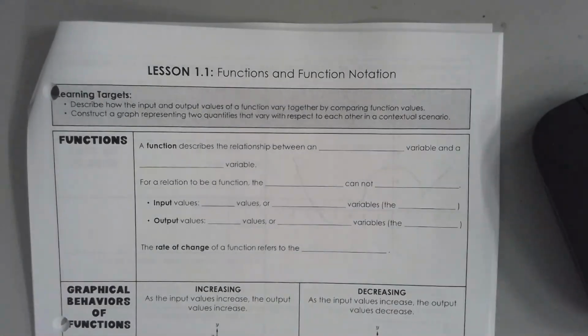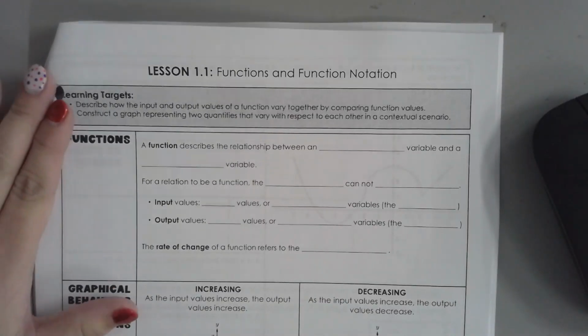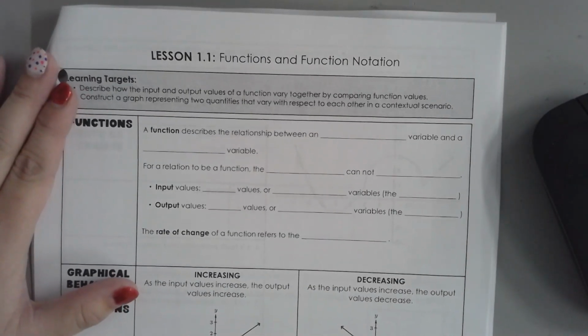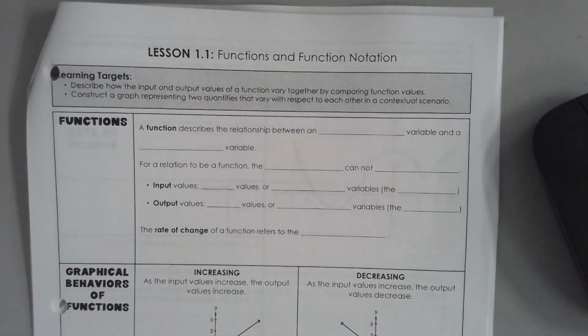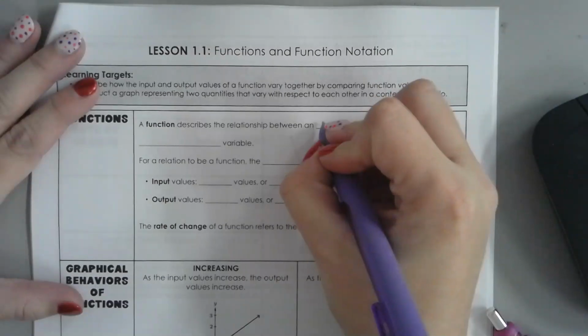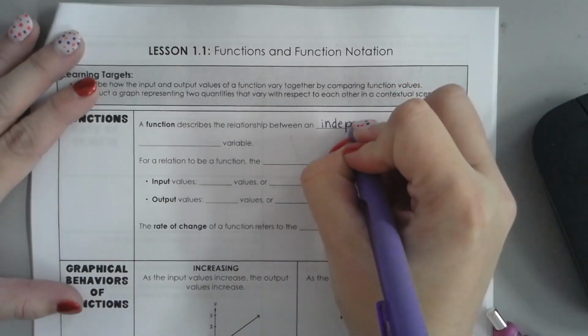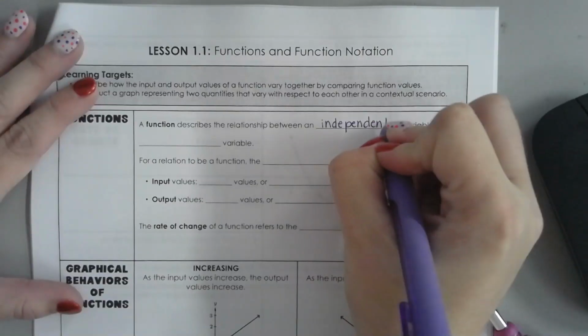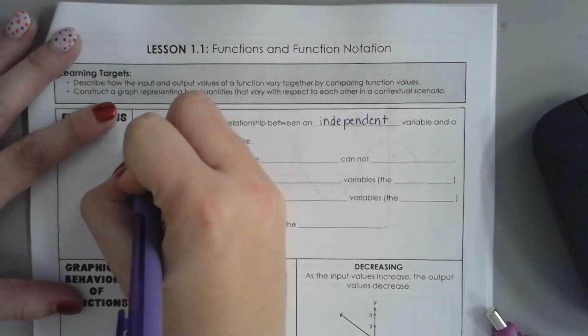Starting with functions and function notation. So this is somewhat similar to what we did last year in quadratics in Algebra 2. I purposely tried to throw in some of that vocab there so it would be slightly familiar now that you're in pre-cal. So a function describes the relationship between an independent variable and a dependent variable.